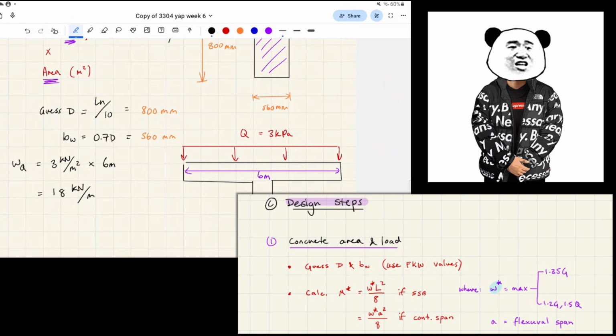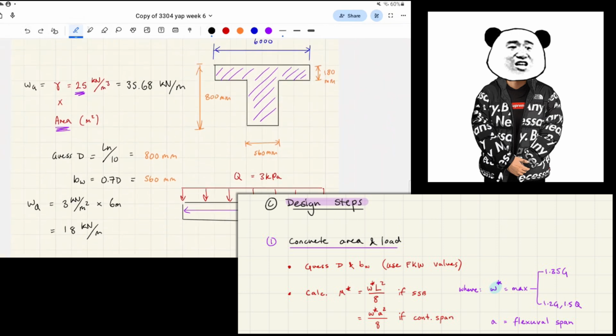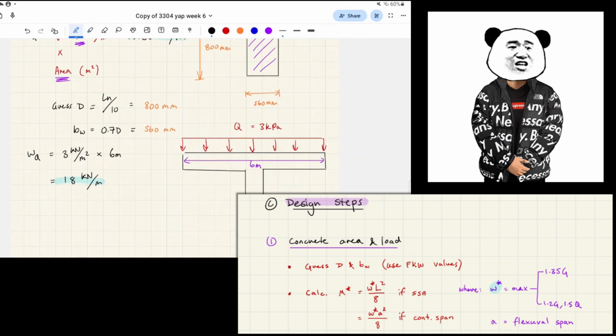Yes, because the live loading only acts on the top. It doesn't really matter what the web width is, for example. That doesn't affect what the live loading is on top of the beam. Okay, so now we have these loads. Are they factored or unfactored? Unfactored. Yes, very good. So what are our factors?